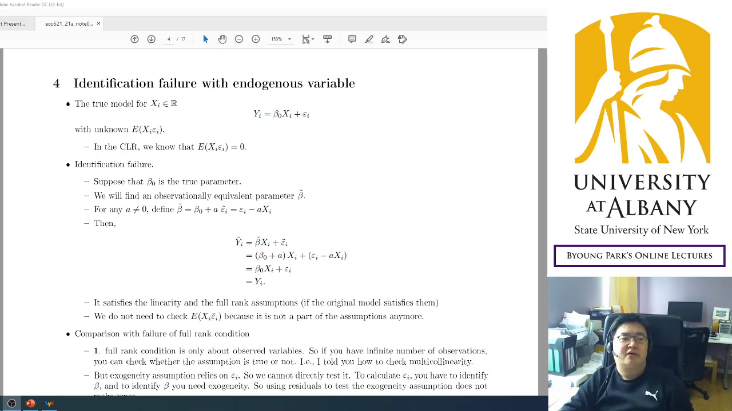Hello. In the last lecture, I introduced the endogeneity problem. The endogeneity problem is when the exogeneity assumption fails in the classical linear regression model or in any kind of regression model. Without the exogeneity assumption, you cannot identify the parameters of the regression model. So it's one of the most common and one of the most critical identification failure problems.